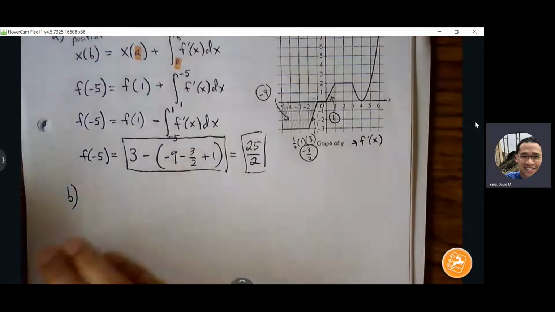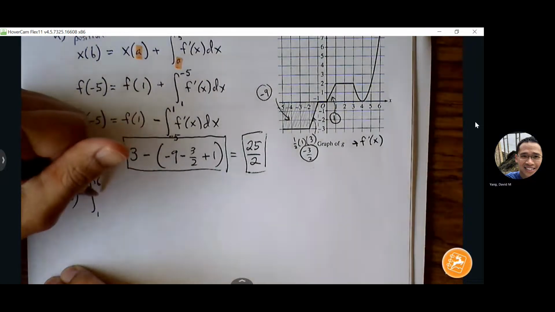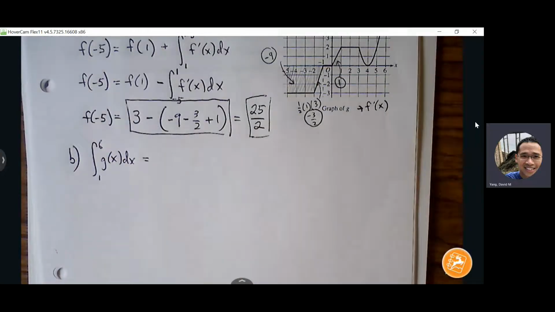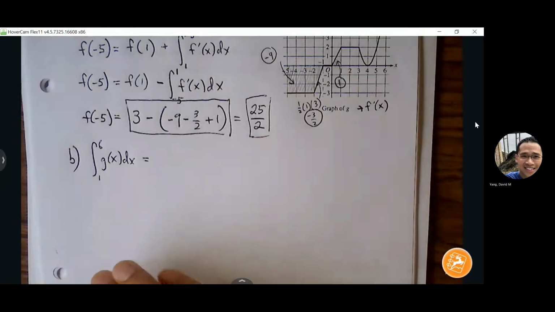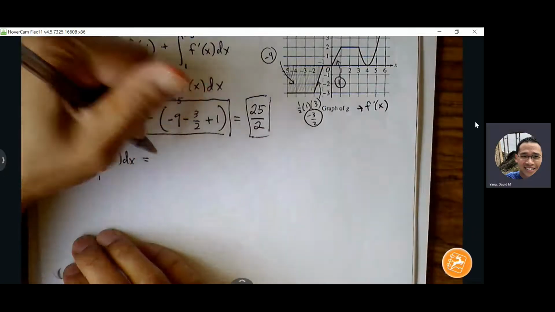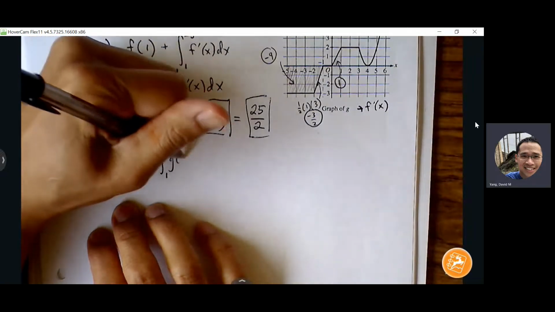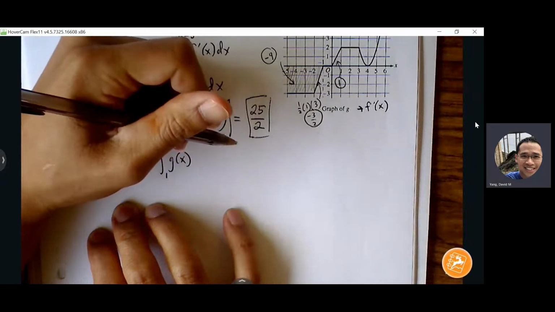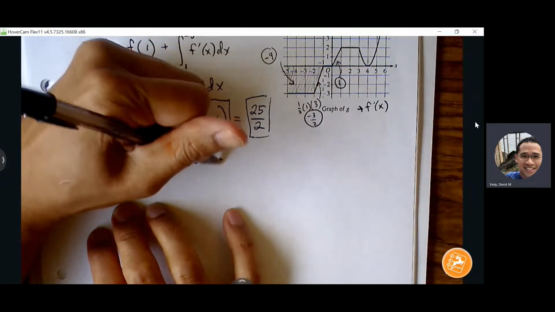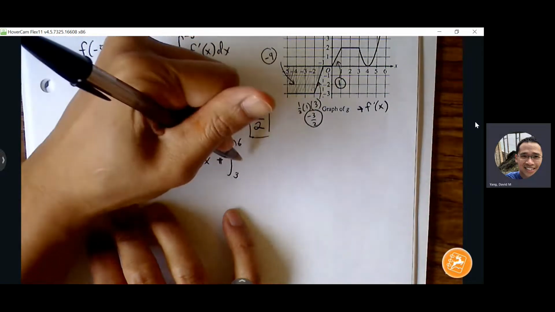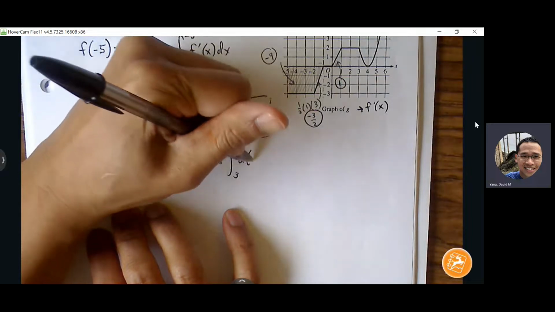So for B, if I want to find the definite integral from 1 to 6, I want to kind of strategically split these up into regions that can be found geometrically versus a region that needs calculus to do. So I'll say integral from 1 to 6 can be split into the region from 1 to 3, which is just going to be a rectangle, plus the remaining region, which is the integral from 3 to 6, and that requires me to use calculus on this curve.